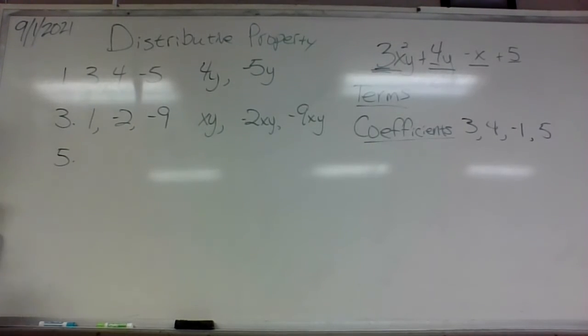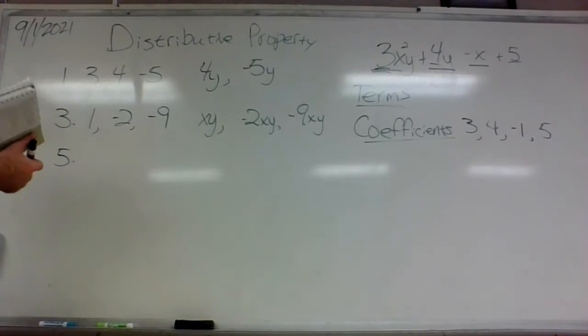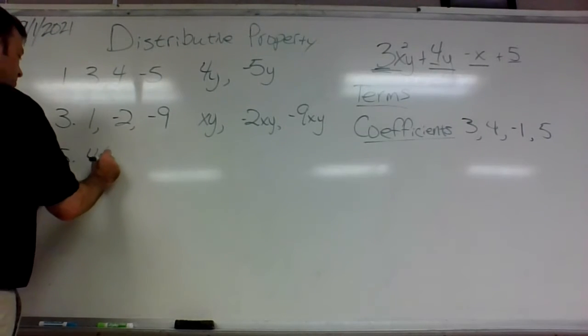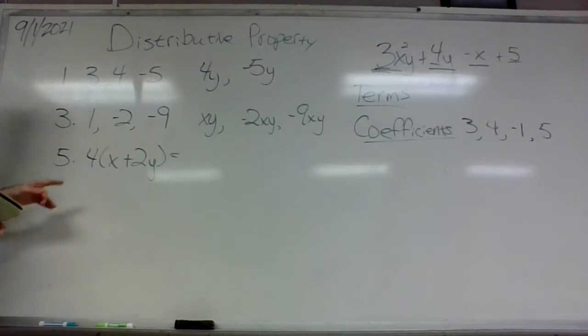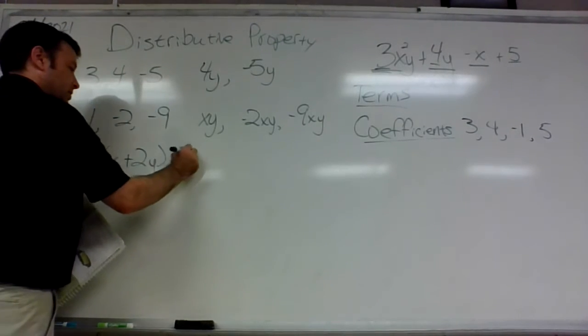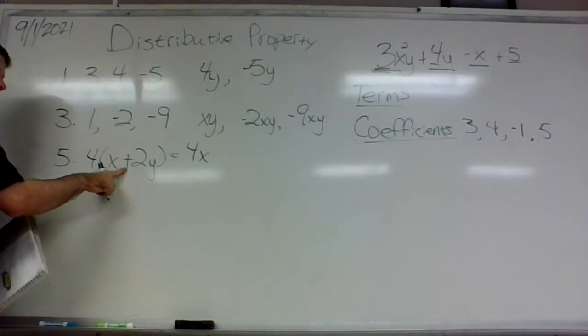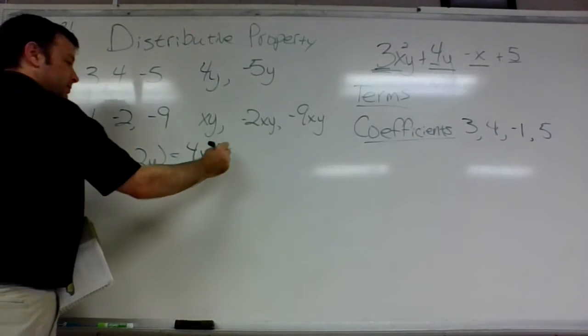Okay, jump into 5. Use the distributive property to eliminate the parentheses. So it says 4 times x plus 2y. Okay, so if I use distributive property, what will that be? 4x, and then plus, right? And then 8y.